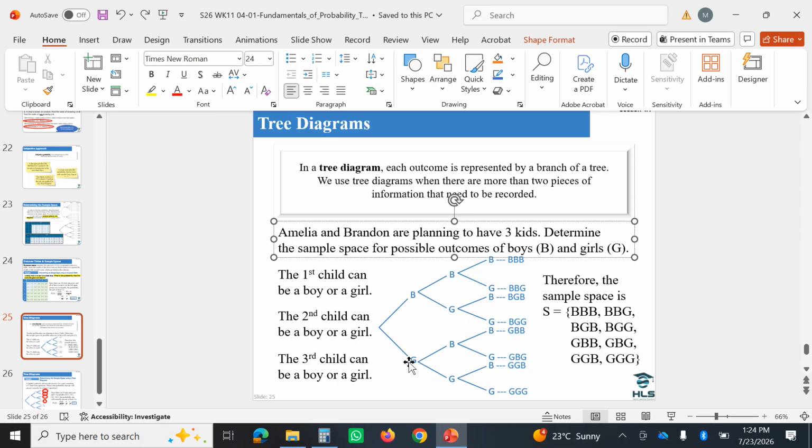Right? But what if the first one was a girl, the second one was a boy, the third one was a boy? That would be girl, boy, boy. You see how it's all working here? Okay, and order is everything.